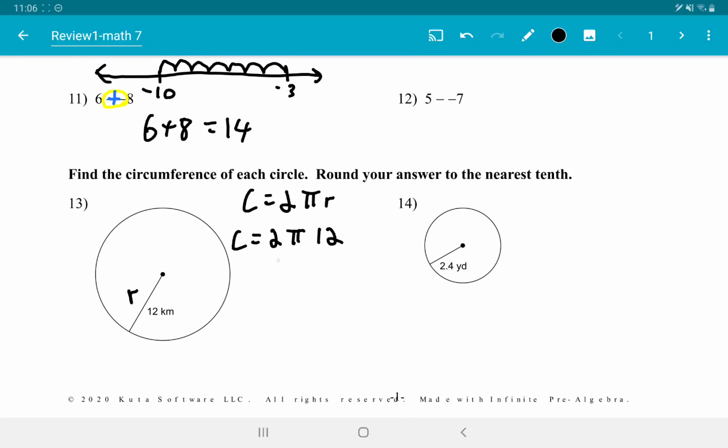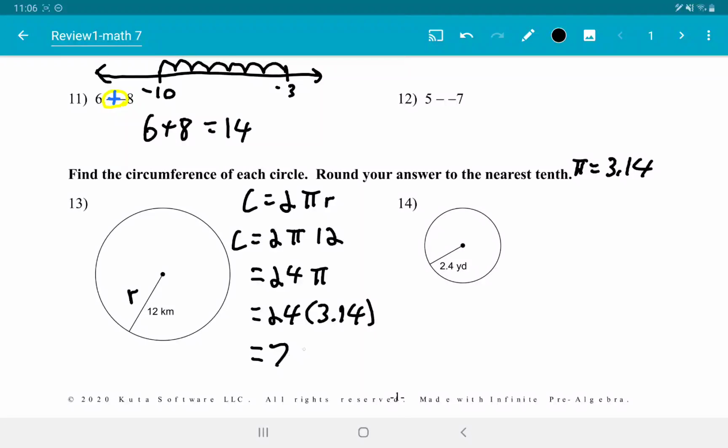Okay. Now if we multiply 2 times 12, that gives me 24 pi. And then we're going to let pi equal 3.14. So then 24 times 3.14, if you plug that in, it's equal to 75.4 kilometers. For this, it all is going to be an estimate. So if you get a little bit off, like 75.3 or 75.5, but it's pretty close, that should be fine.